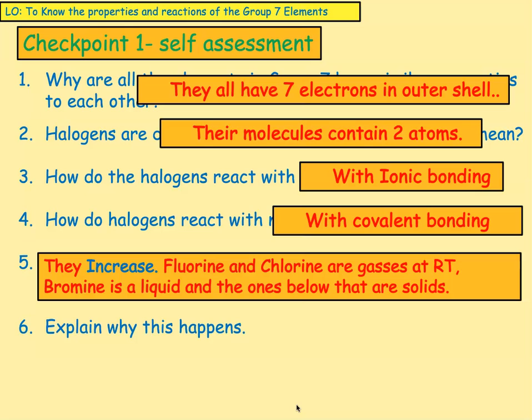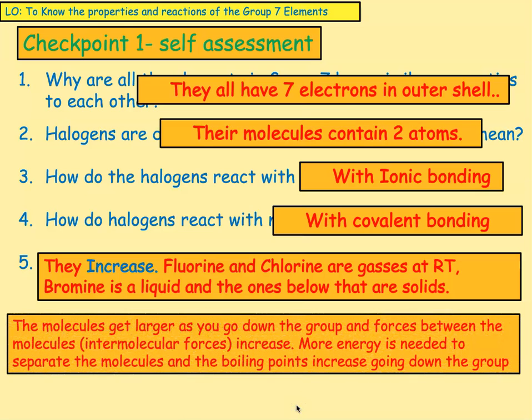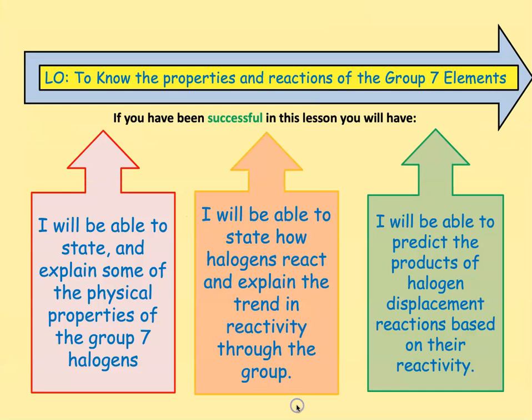Explain why this happens. As the molecules get larger, going down the group, the forces between the molecules, which we call intermolecular forces, increase. More energy is needed to separate the molecules, and the boiling points increase as you go down the group.